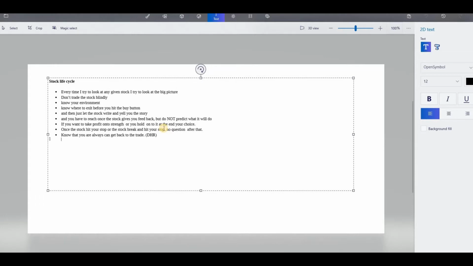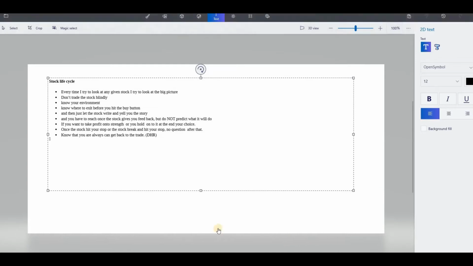I'll try to look at the big picture, and what I mean by the big picture is I want to know where the energy is going. Is the stock going lower? Is it heading higher? And I want to know what phase the stock is in, and that's what I want to focus on today.